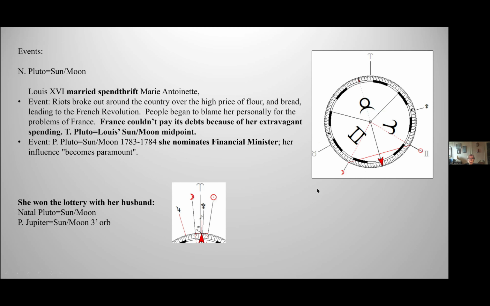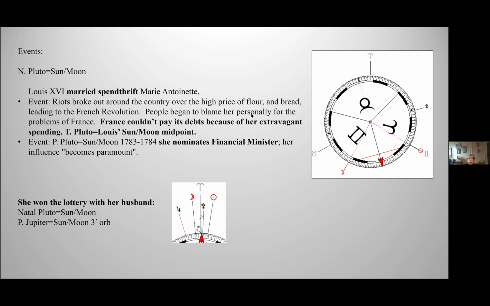So Louis XVI, who married Marie Antoinette, her spending got them into trouble. You could say, well, for example, he had the transiting Pluto on his Sun Moon Midpoint, when riots broke out all over the country over the high prices of flour and bread. That led to the French Revolution.